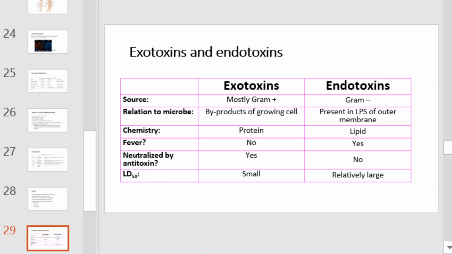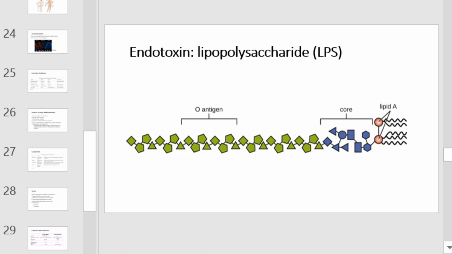This table will provide you with some examples of exotoxins and endotoxins. Take a moment to review this table before moving on. This is an example of a lipopolysaccharide endotoxin. You will not be tested on its molecular structure.